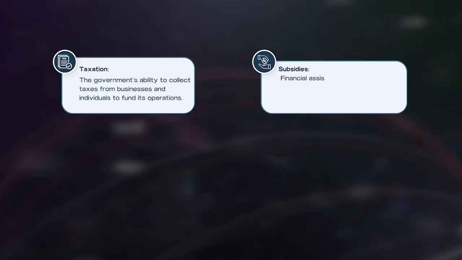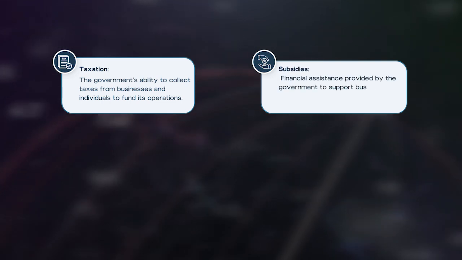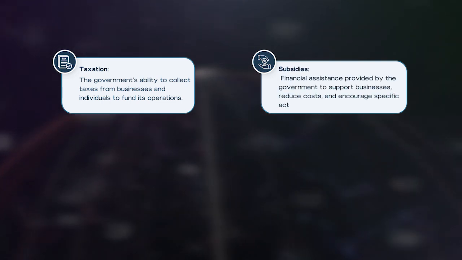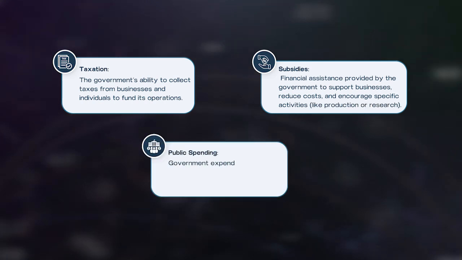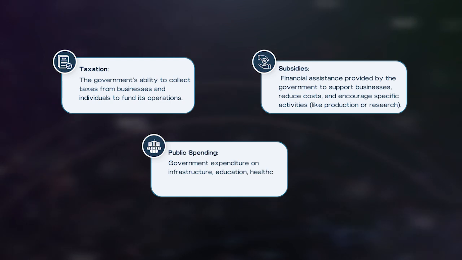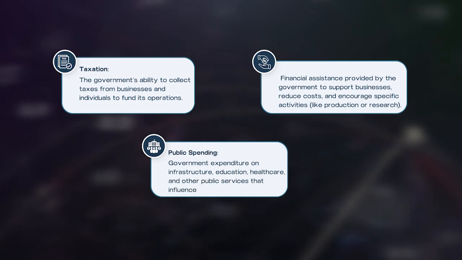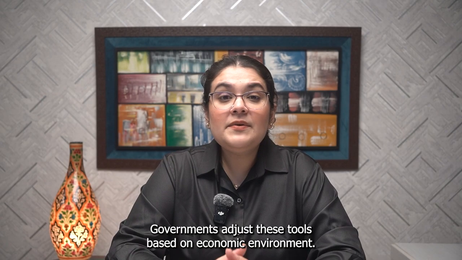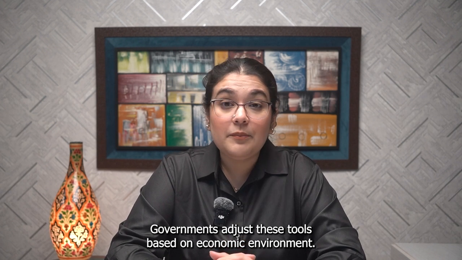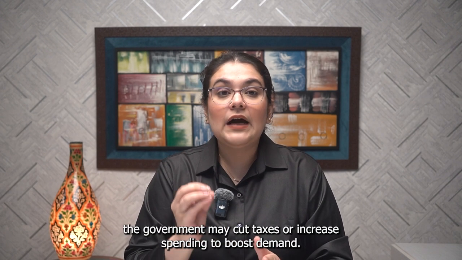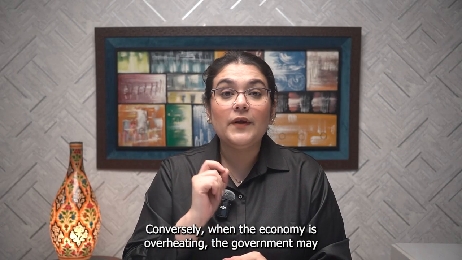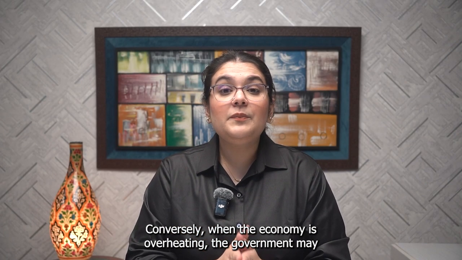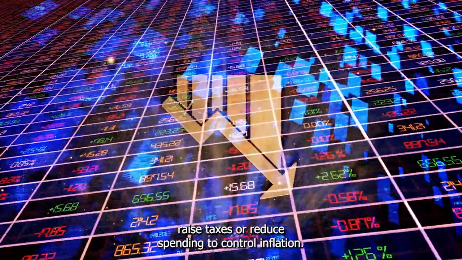Subsidies, financial assistance provided by the government to support businesses, reduce cost, and encourage specific activities like production or research. Public spending, government expenditure on infrastructure, education, healthcare, and other public services that influence economic activity. Governments adjust these tools based on the economic environment. When the economy is slow, the government may cut taxes or increase spending to boost demand. Conversely, when the economy is overheating, the government may raise taxes or reduce spending to control inflation.